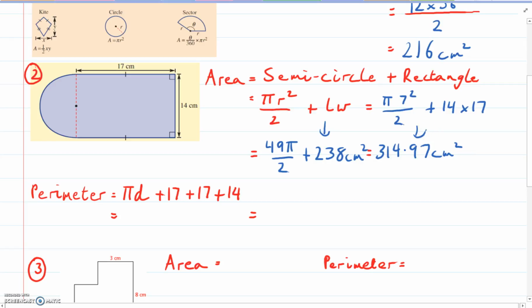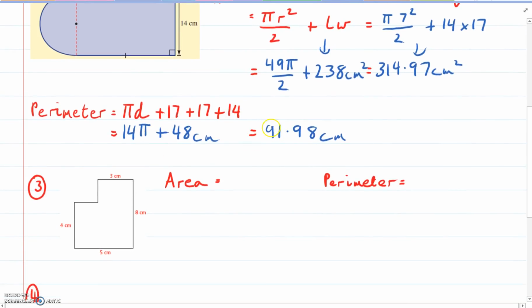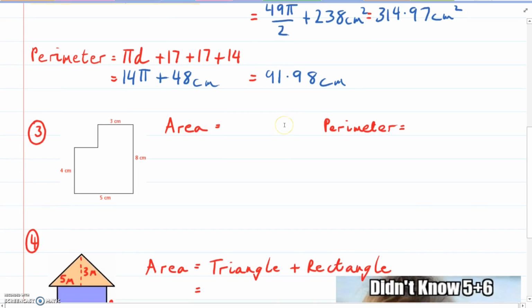Perimeter, same kind of thing. We can use pi d or 2 pi r, depends, kind of the same thing. So that's the same as 14 pi plus, what's that, 34 plus 48. And of course we can use the calculator to find 91.98 there.